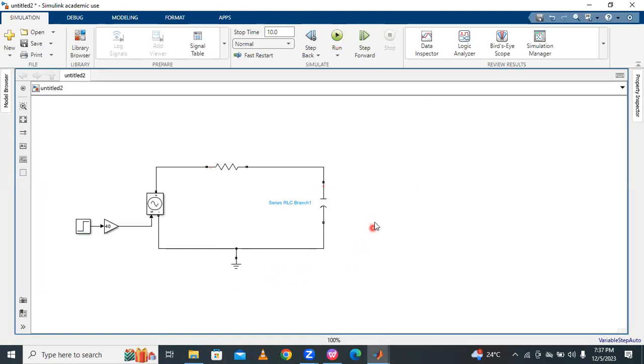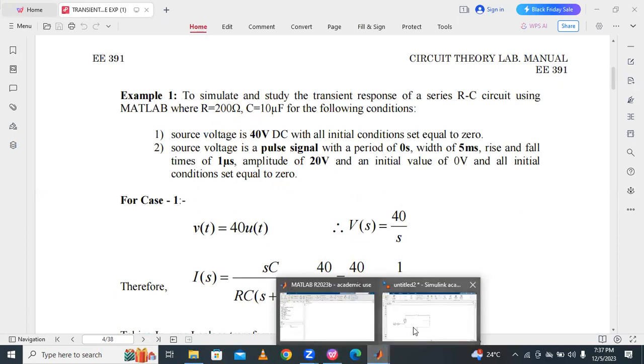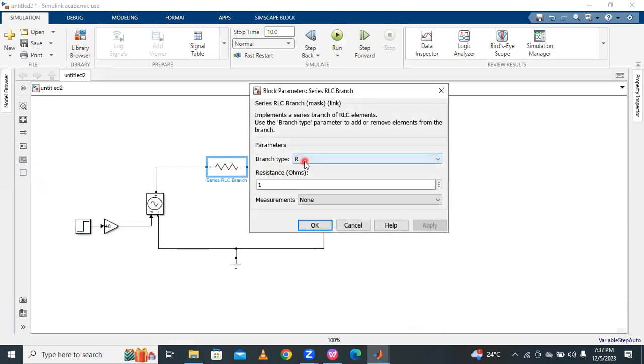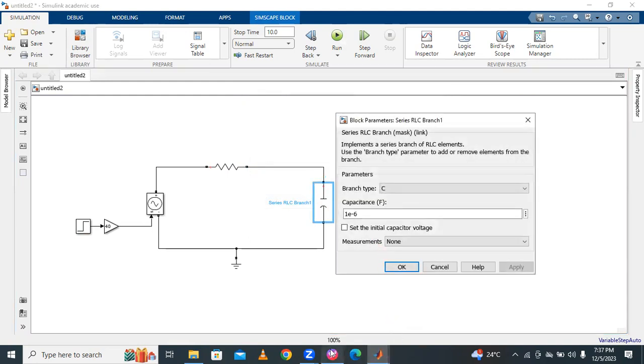So this is your ground. And what is the resistance here? According to our problem, resistance is 200 ohms. Change it like this, 200 ohms, apply, OK. And then capacitance, how much capacitance? 10 microfarad. Change it like this, 10 microfarad, apply, OK.